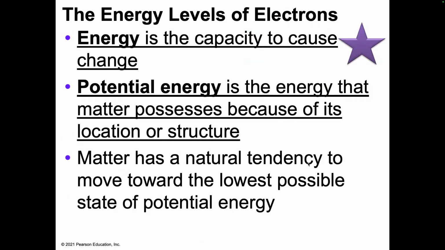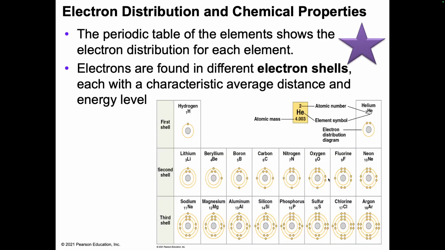Energy is the capacity to cause change, and potential energy is the energy that matter possesses because of its location or structure. You can think of potential energy as stored energy, because kinetic energy, which we talked about in chapter 3, is movement. Kinetic energy is a type of movement in its energy. Matter has a natural tendency to move toward the lowest possible state of potential energy.